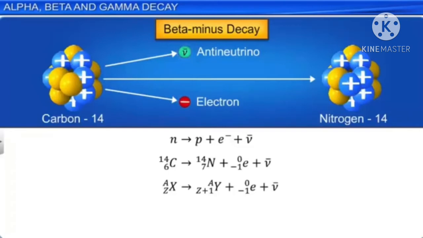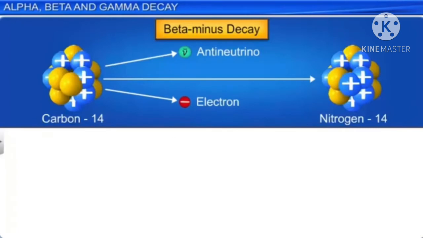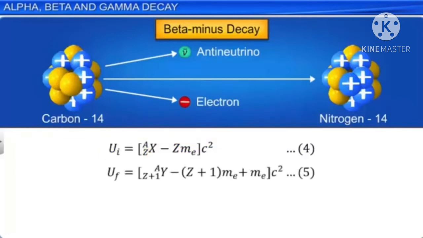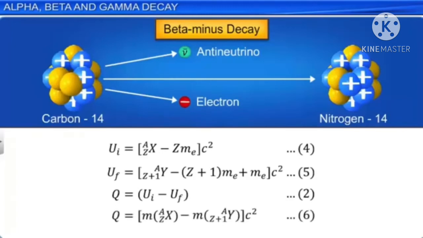Let us now calculate the Q value for the beta minus decay. The rest mass energy of the initial constituents is equal to Ui, given by equation 4. The rest mass energy of the final products is equal to UF, given by equation 5. Then, the Q value of the reaction will be Ui minus UF. The Q value can be obtained by substituting the values of Ui and UF. Let this be equation 6.